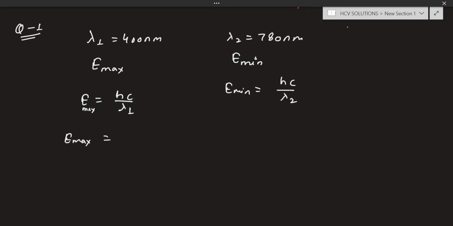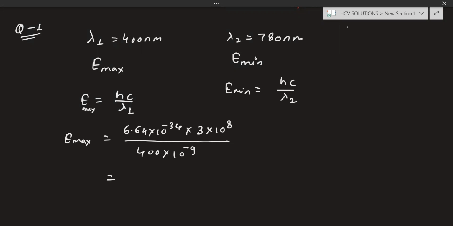So E max will be 6.64 into 10 to power minus 34, and c, speed of light, is 3 into 10 to power 8, divided by lambda 1. Lambda 1 is given to be 400 nanometer, that is 10 to power minus 9. So how you have to take the approximation, you see.